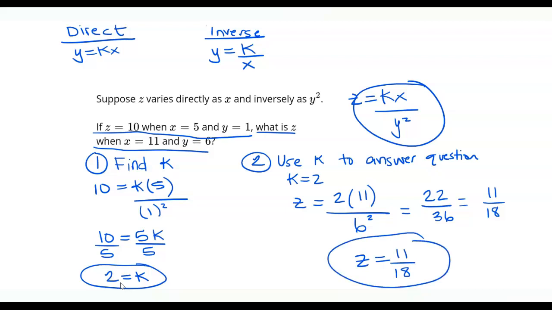So when you're doing these problems, first find your correct equation, whether it's direct, inverse, or a combination. Then once you have your equation, you will use that to find k, and then use k to answer that question that they ask.